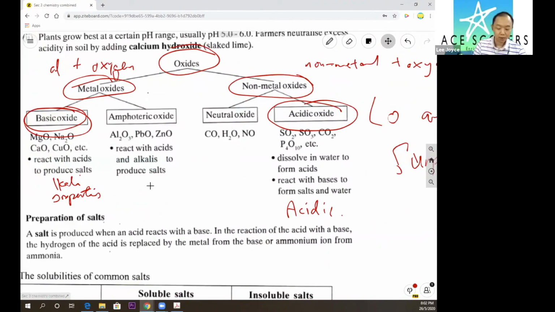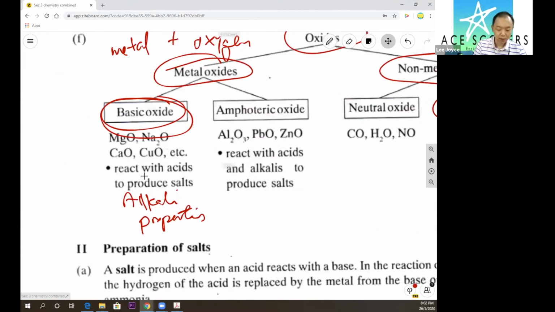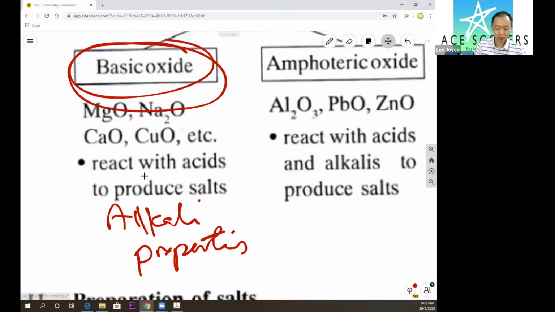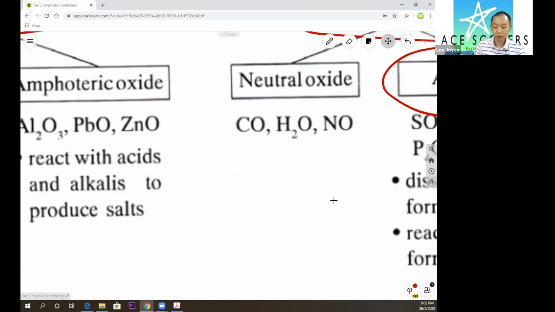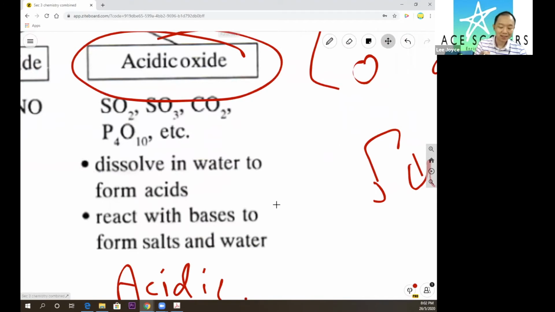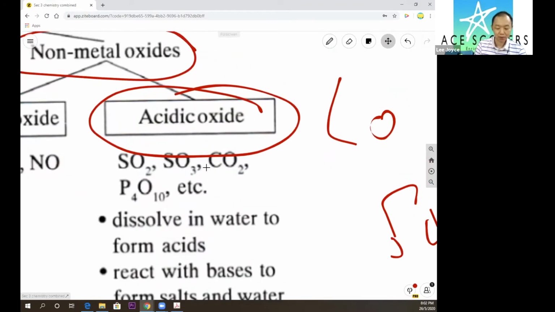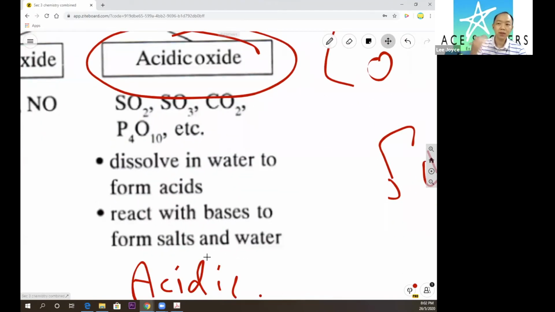So once again, this one is metal. If you take metal plus oxygen, you get alkali. If you take a non-metal plus oxygen, you get acid. So you can produce artificial acid and artificial alkali. Got it?